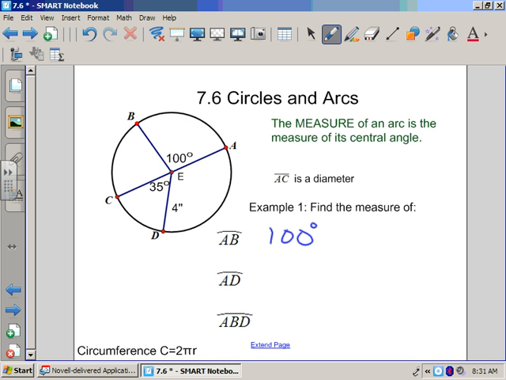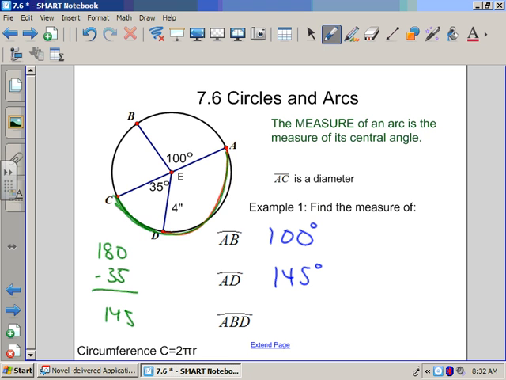What's the measure of arc AD? Well, arc AD, notice it's going to have a central angle that is less than 180 degrees. It starts at A and goes to D, what I would call the short way, because there are two letters. I know that ADC is 180 degrees, and I know that arc CD is 35 degrees. So the measure of arc AD must be 180 minus 35, which is 145 degrees.